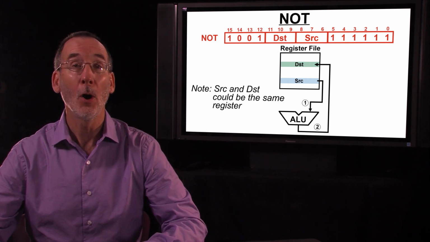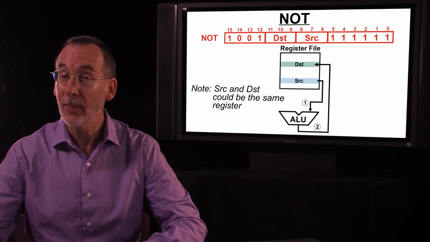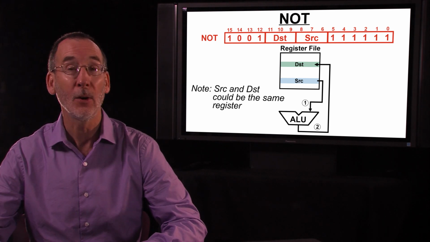Now, the source and the destination register could be the same register. We could say read R2. We could not those bits, invert them all, and write them back to R2 if we want to. The add and and instructions are identical except for the operation performed by the ALU.